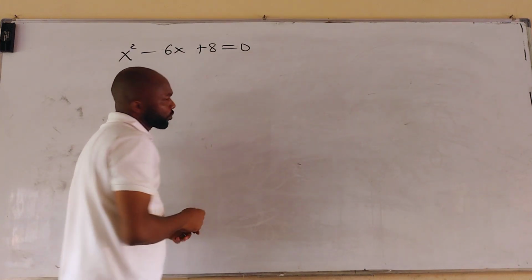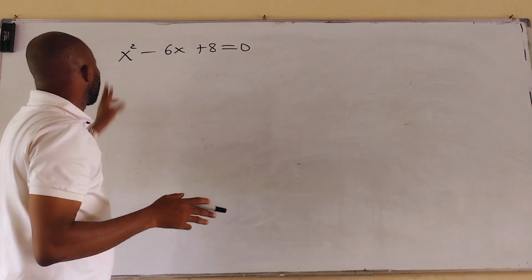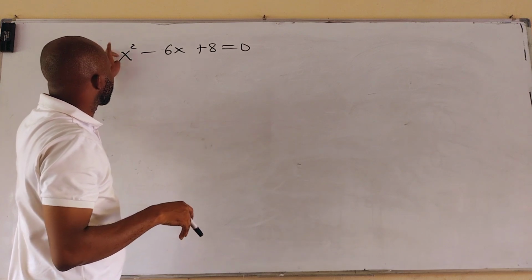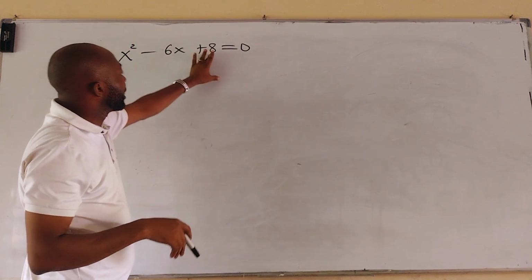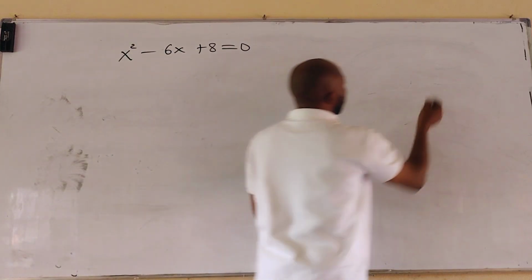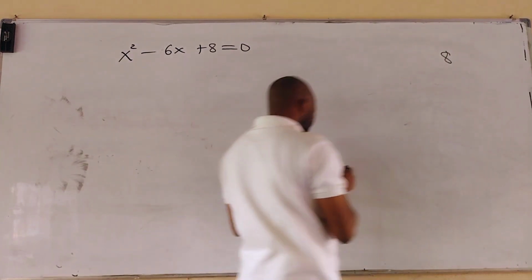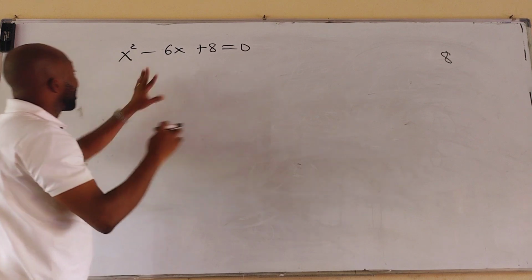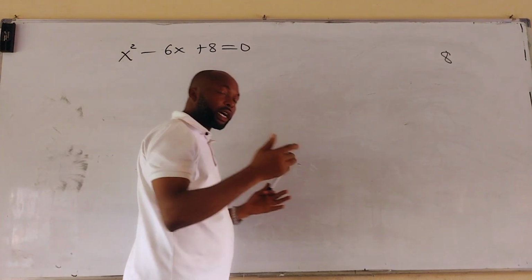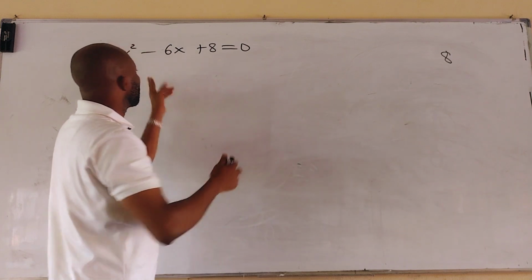So again, we're going to look for two numbers. First of all, the coefficient of x squared is 1 and this is 8. So when I multiply 1 times 8, I get my 8. So I come over here, I have my 8. I'm looking for two numbers that when I add them, I have minus 6. When I multiply them, I have plus 8.